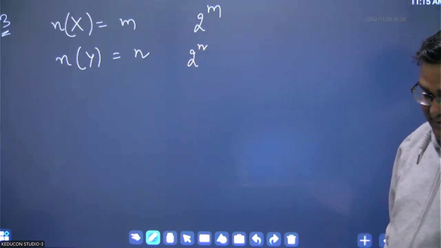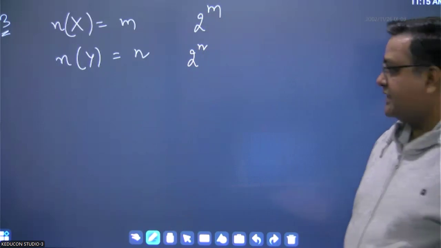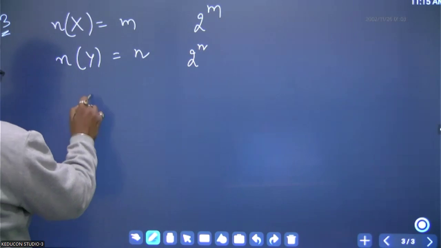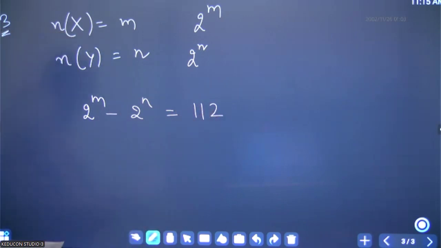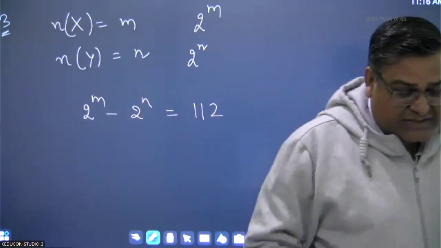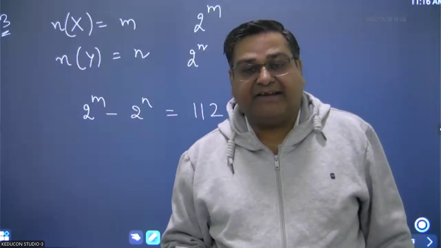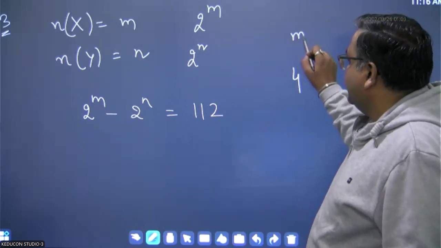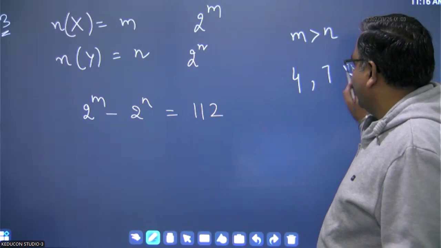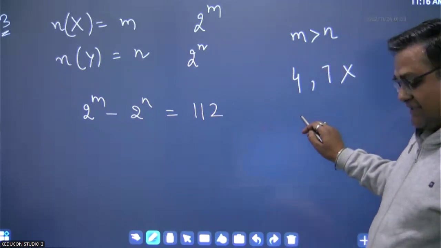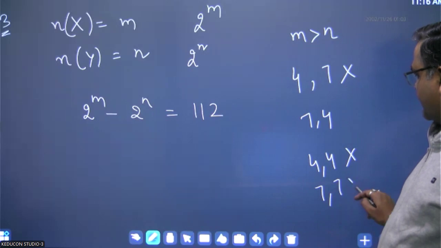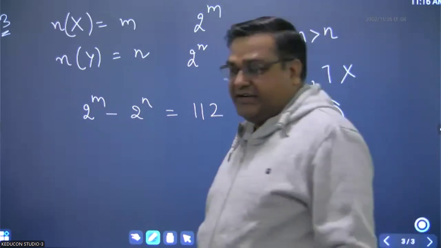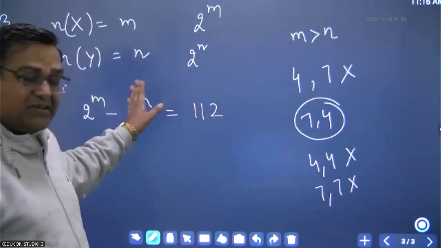Now he says the number of subsets of the first set is 112 more than that of the second, means 2^m minus 2^n is equal to 112, right? So the difference of both is 112. We have to find the value of m and n respectively. Look at the choices, students: the values of m and n are 4 and 7. One thing is clear, m is greater than n, so this cannot be there. m cannot be less. Then the second is 7, 4. It cannot be 4, 4, and similarly not 7, 7. So your answer can be 4 comma 7. Sorry, 7 comma 4.